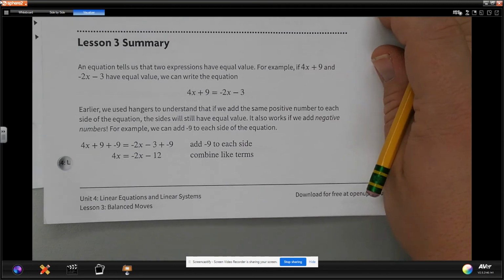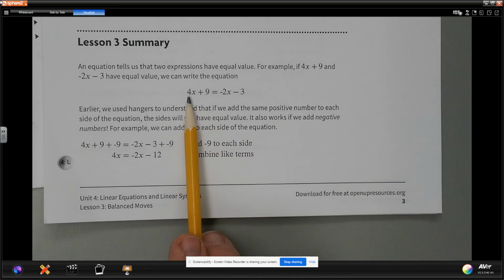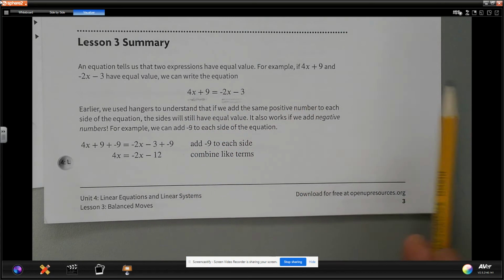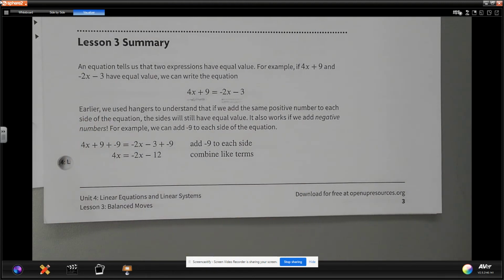So wrapping things up with the lesson. An equation tells us the two expressions have equal value. The expression on the left is equal to the expression on the right, which means 4 times x plus 9, and negative 2 times x plus minus 3 have an equal value and can be written as shown.